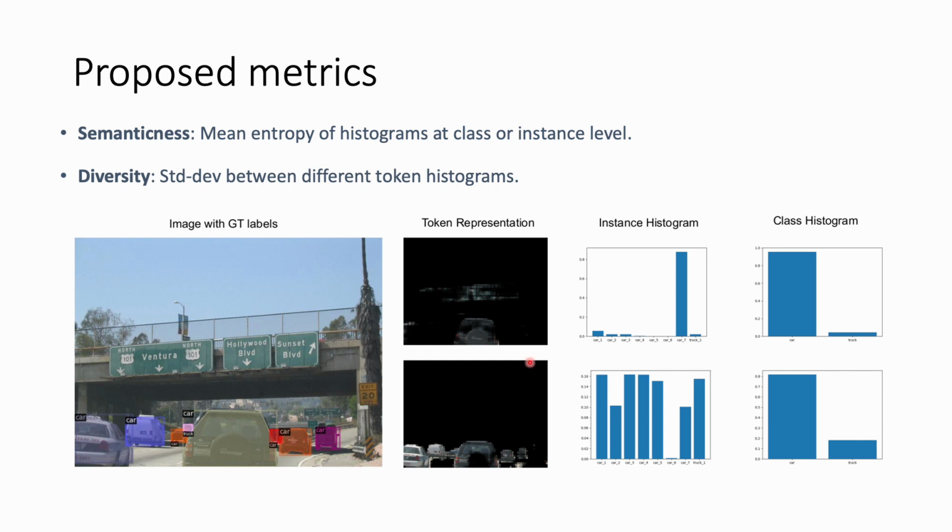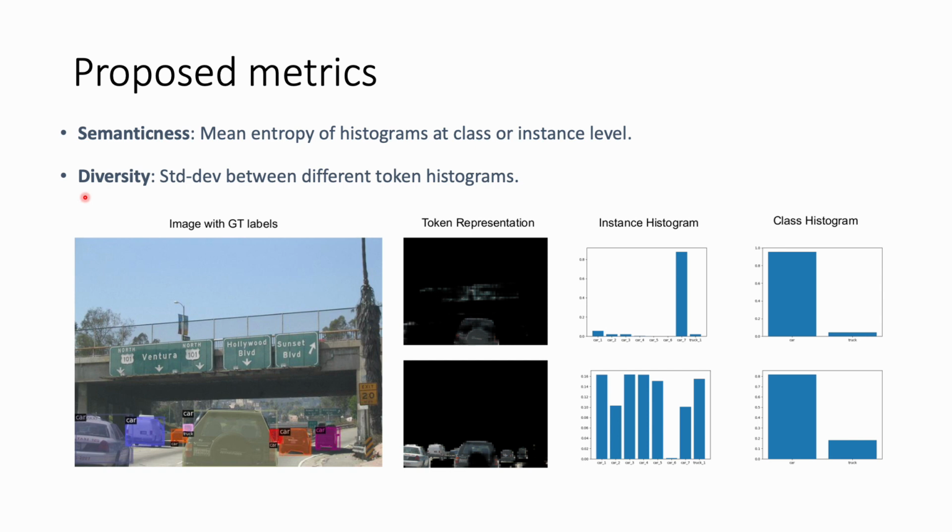Now, we need a separate measure for class and instance level, because as we can see in the second token, it is very good at pulling features from cars, but poor at pulling features from an individual instance of a car. Now, this metric semanticness can be minimized if all the tokens always pull features from the same components or object. However, we want our tokens to be diverse and extract features from different instances or different concepts.